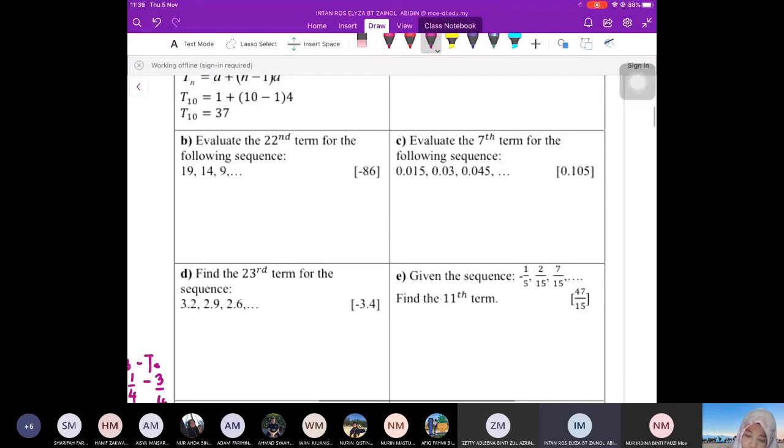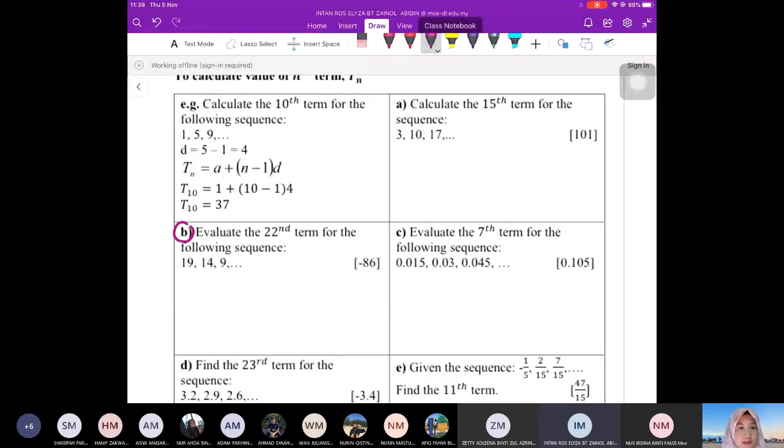Let's do B. Dia kata evaluate the 22nd term for the following sequence. Okay, 19, 14, 9. Betul tak? So actually the question ask for T22. Sebab T22 ni maksudnya you punya series tu ada T1, T2, T3, bla bla bla, ada T22 until n. Until n term. You tak tahu sampai mana lah. So this one ni you know that the formula is a plus (n minus 1)d.